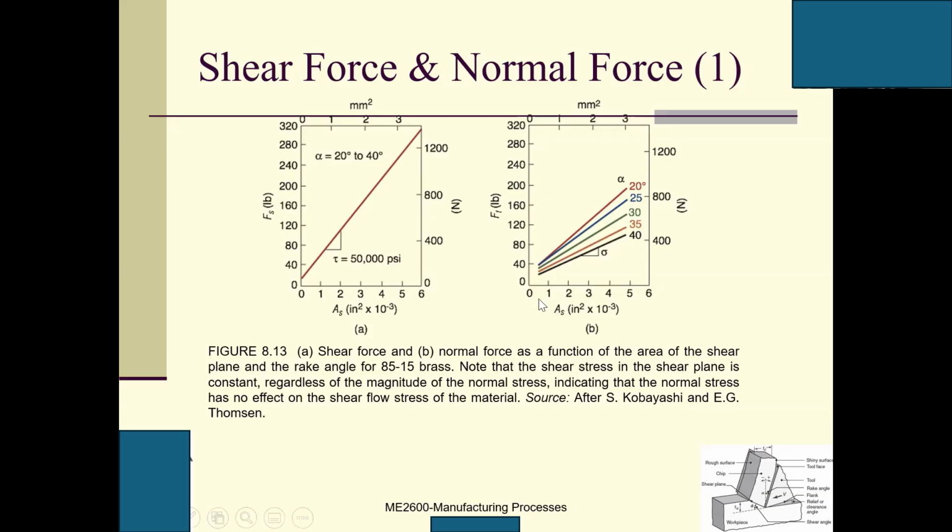So here is As and also this F. This is a normal force, as a function of the shear plane. So we have different alpha here. Also, you can see for different alpha, we have the sigma is constant. This is a straight line.